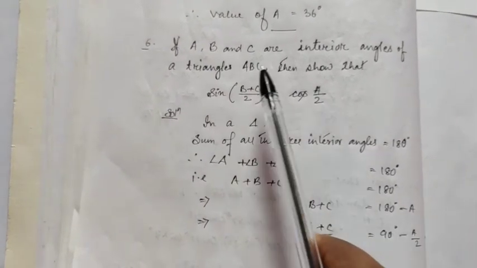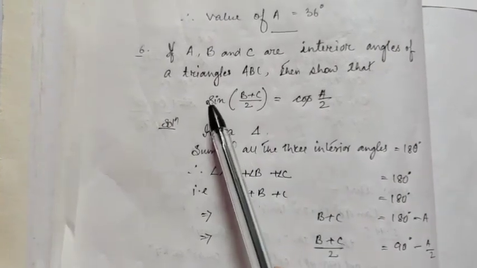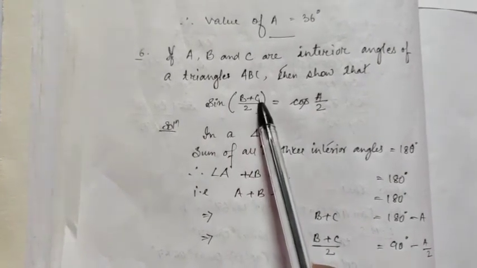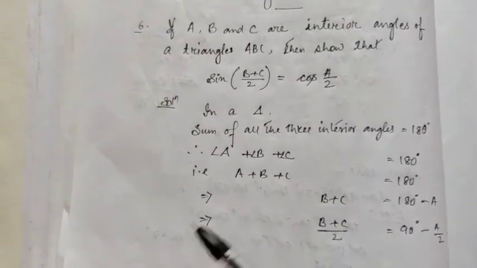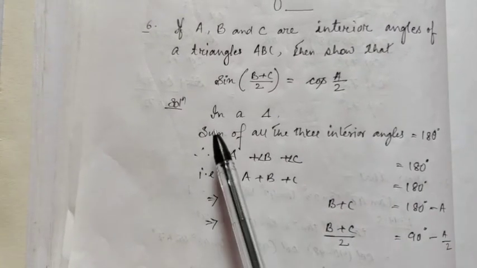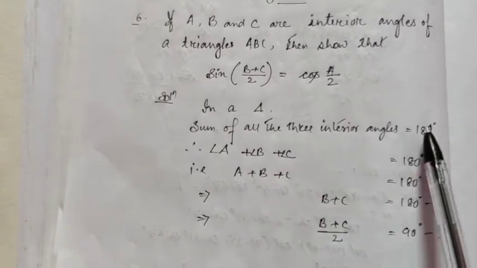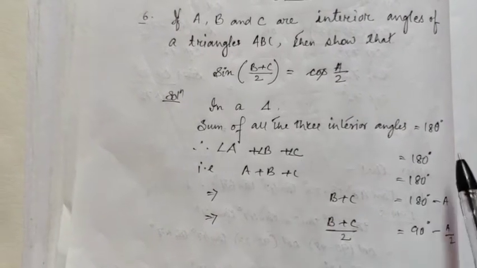You have given that ABC are interior angles of a triangle, then you have to show that sine of (b plus c) by 2 is equal to cos a by 2. So for that we will take the help of angle sum property. What is angle sum property? Sum of all the three interior angles is equal to 180 degree. That is angle A plus angle B plus angle C is equal to 180 degree.